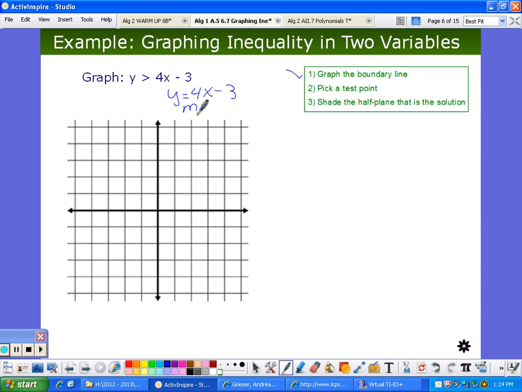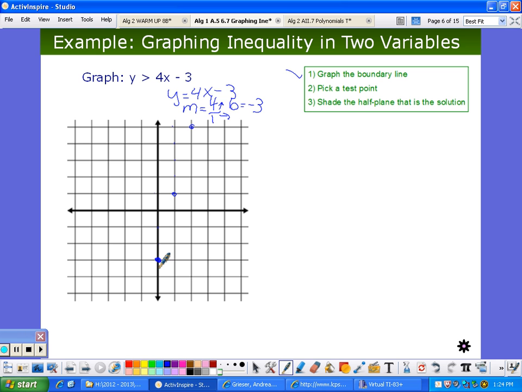So what's my slope? 4. What's my y-intercept? -3. So I take -3, my y-intercept, and I graph it. Then I look at my slope of 4. We could put it over 1. That's an up 4, right 1. 1, 2, 3, 4, right 1. And normally we just go right ahead and connect the line.